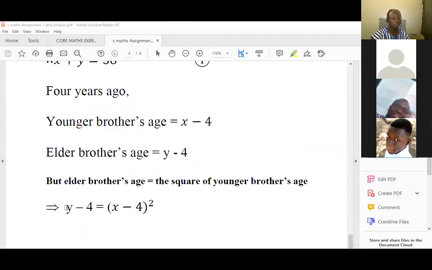The elder brother's age is y minus 4. Was, we said that was here means equal to, is, it's also equal to the square of the younger brother's age, and the younger brother's age is x minus 4. So we square the younger brother's age. So the whole formula here is now going to be y minus 4 equal to the square of the expression x minus 4. That's all. And if you're able to arrive at this formula, I gave you another 4. So in all, it's up to 20. If you're able to get everything right up to this stage, you will get 20 over 20.